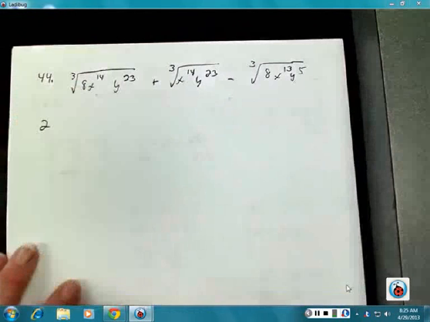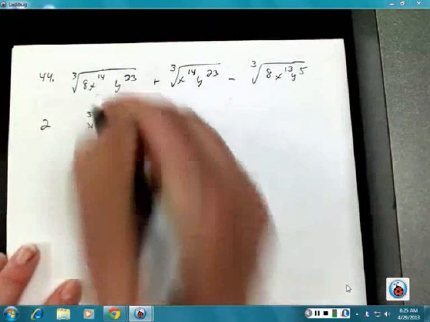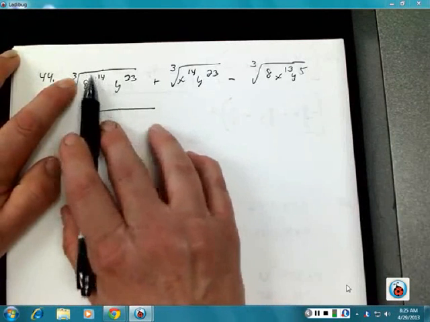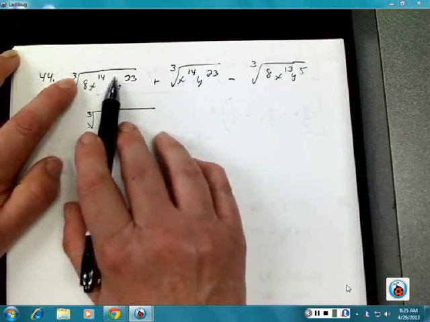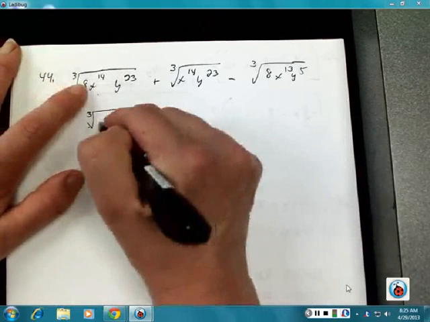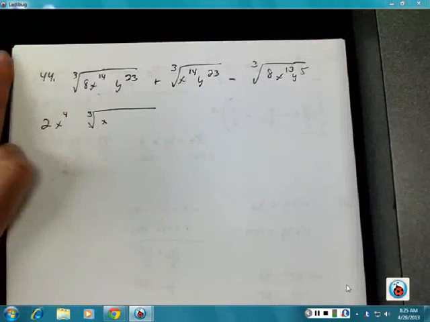So, let me get my radical in here. X to the 14th, I gotta see how many times 3 goes into 14. How many times does 3 go into 14? 4. So I pull out an x to the 4th, but leave an x to the what under the radical? The 2nd. Mm-hmm.